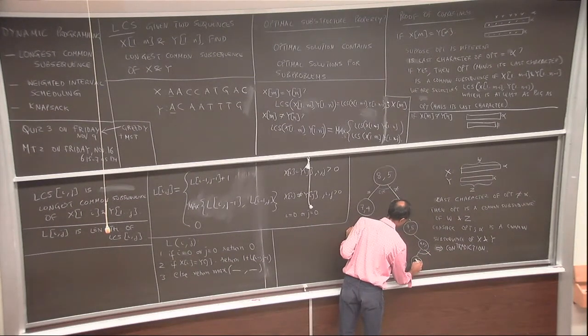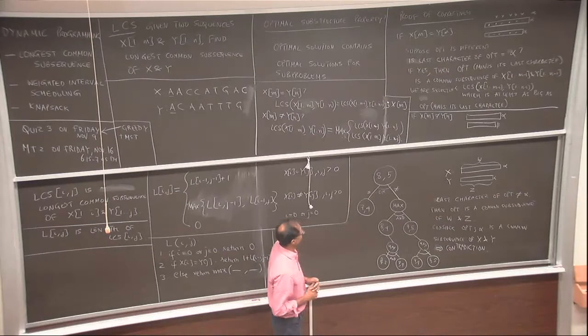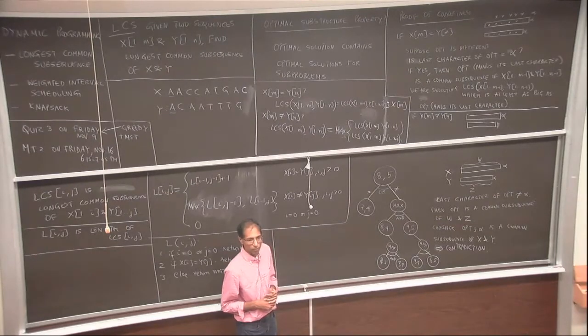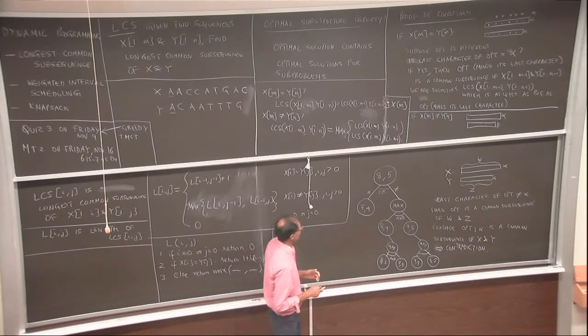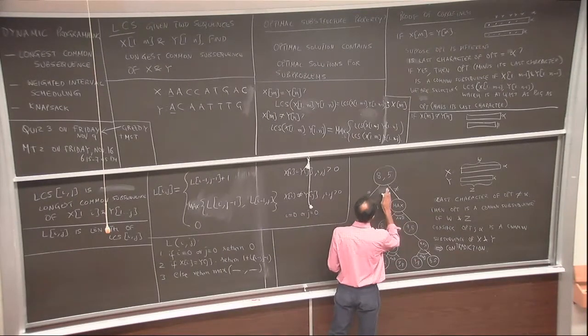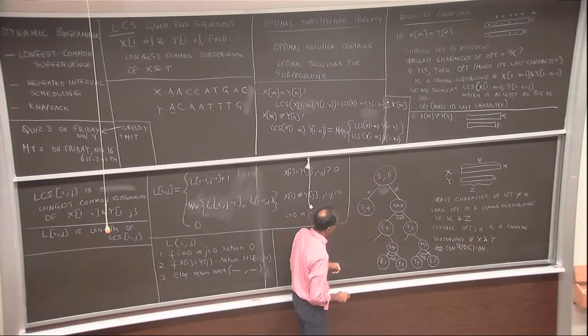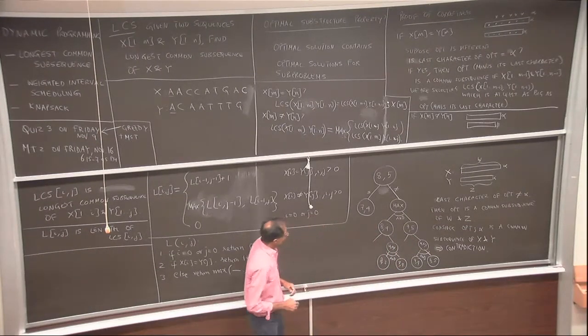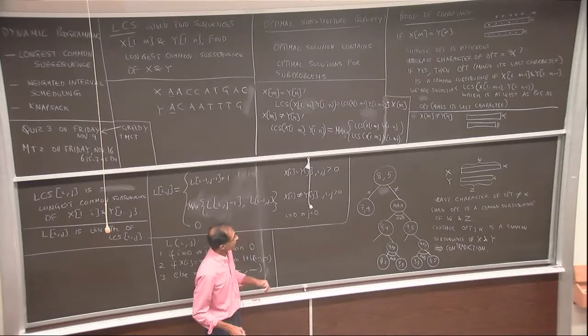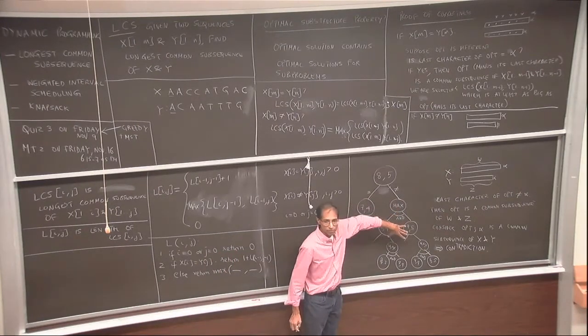So 7 and 4, 6 and 5. Okay? And this is an and. And there is an or here. Okay. So every time, if you look at the not equal to thing, there are two children, right?